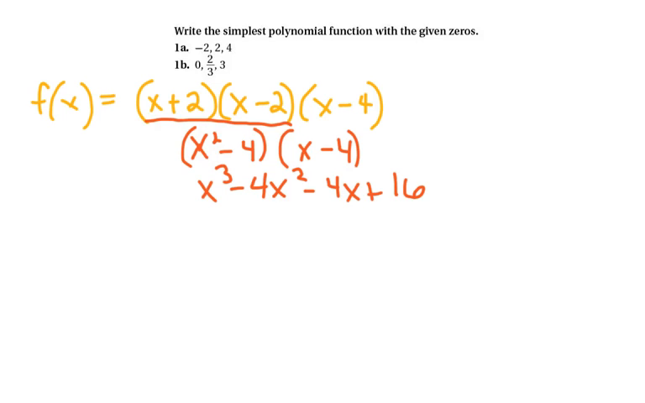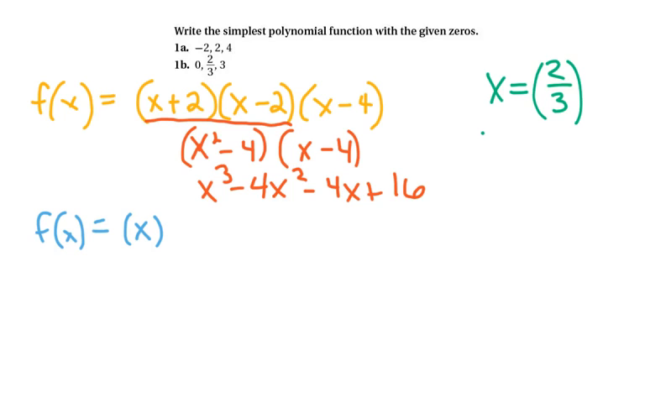Let's try the next one. If I have zeros of 0, 2/3, and 3, I have f of x equals, for the zero of 0, I'm just going to write x. For the zero of 2/3, that's a little bit more complicated. We're going to go over to the side here and check that out. If x equals 2/3, I want to set that equal to 0. I could certainly write x minus 2/3 equals 0, but that's going to be hard to multiply if I've got a fraction. So instead, I want to clear out the fraction.